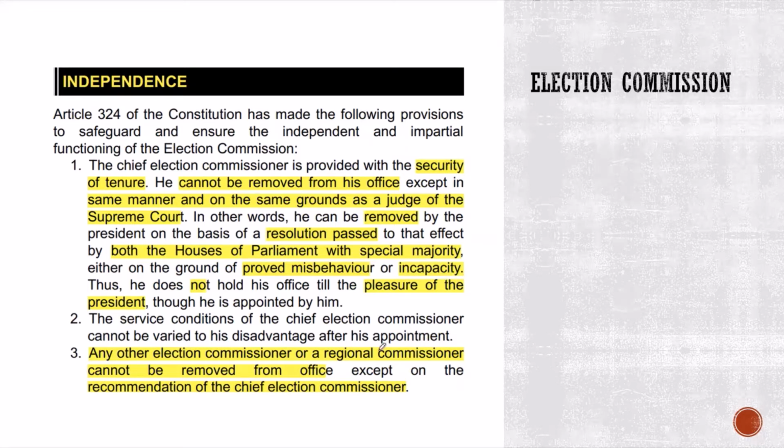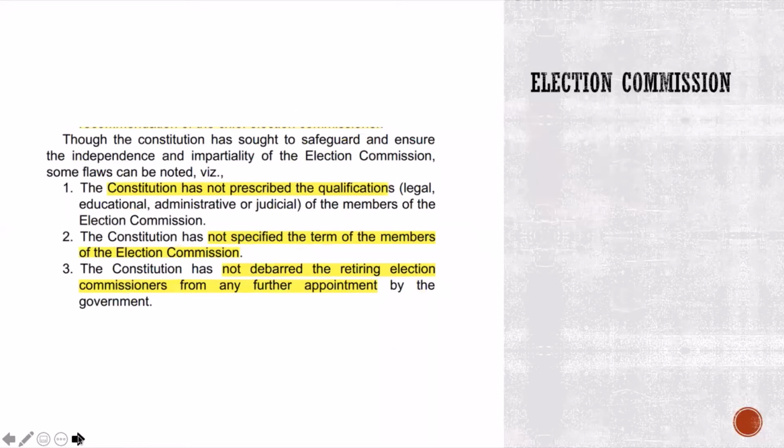Okay, the service conditions after they have been appointed cannot be changed or varied to their disadvantage, meaning if it has been 6 years, later you cannot change it to 5 years. You cannot change their salary and reduce it, things of that nature. Any other election commissioner or a regional commissioner cannot be removed from office except on the recommendation of the chief election commissioner as well. So see how many levels of protection they are being provided in order to ensure that there is independence. Without independence, you cannot have free and fair elections.